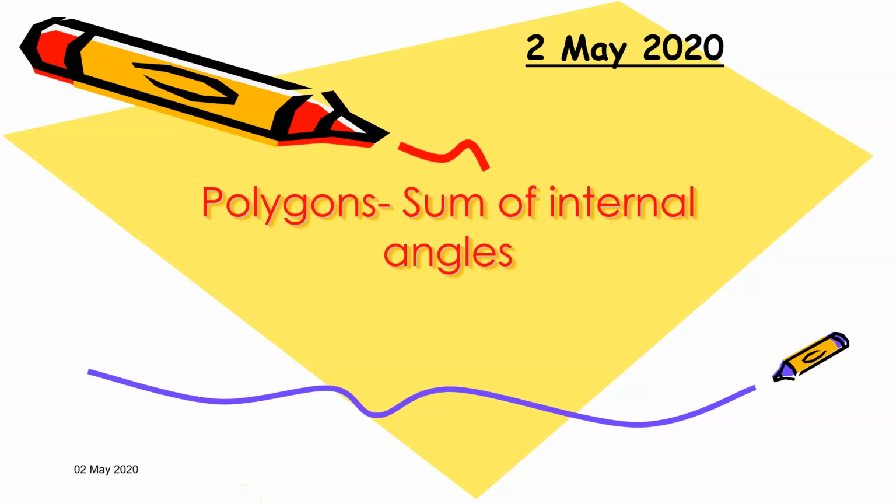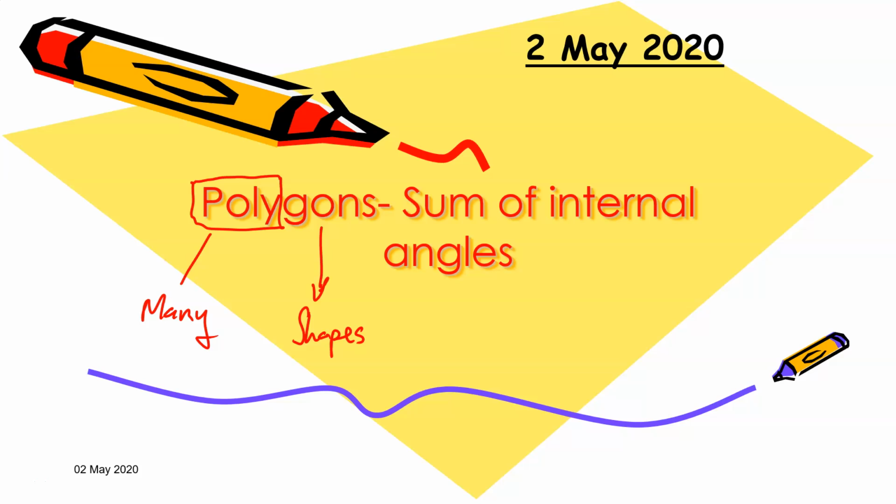Okay, so today's lesson is looking at polygons, sum of internal angles. Polygon is an interesting word. It comes from Greek, and it's made up of two parts. The first part being poly, meaning many, and gon, which means shape or sides, depending on your translation. So many shape, many sides.